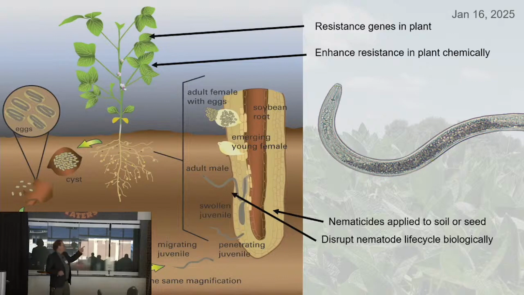We've got a USB project that looks into enhancing the plant's resistance chemically. So can we add chemicals to the mix as well as the genetics to make our resistance last longer, make it work better? But what the new ISA project is, which came out of farmer input, is, well, why don't we think outside the box a little bit and look at some of these new technologies that have come along that might allow us to actually target the nematodes using biological methods rather than chemical methods.